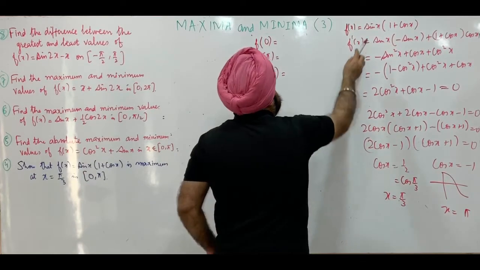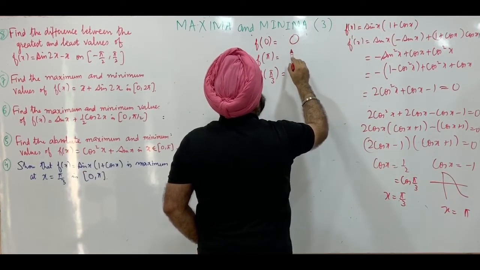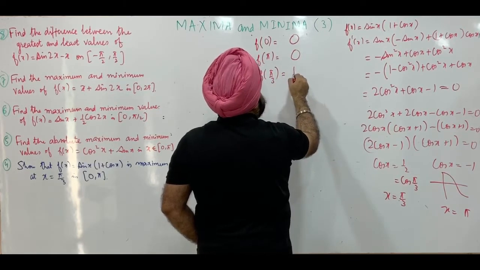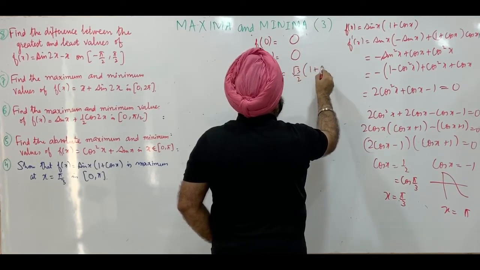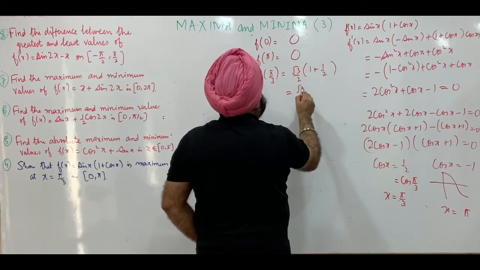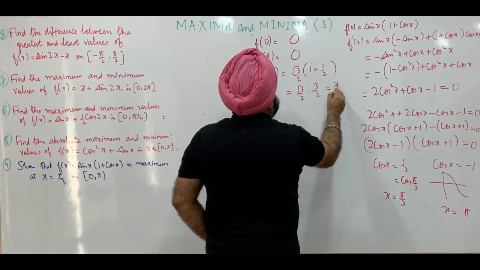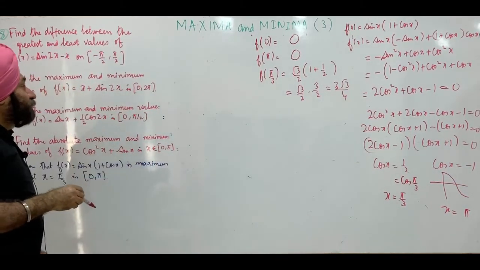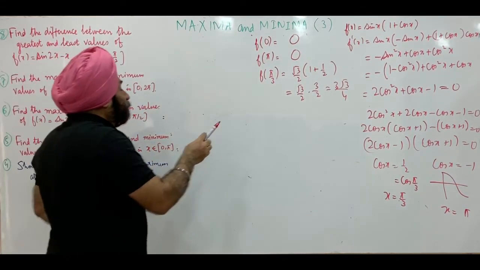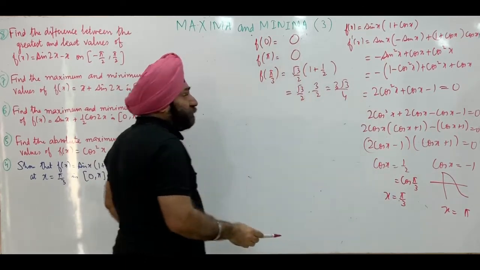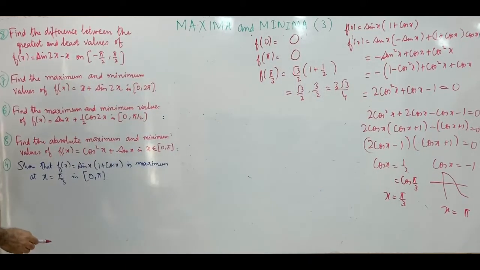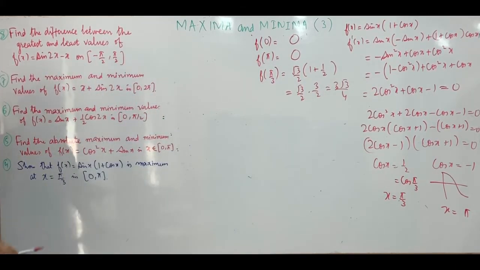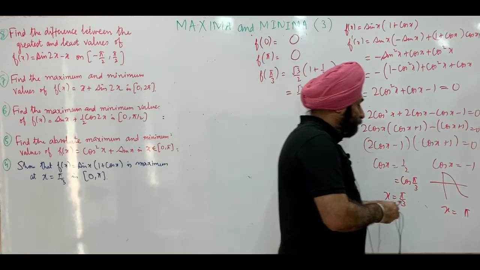F of 0: since sin 0 is 0, this will be 0. Sin of pi is 0, this will be 0. Sin of pi by 3 is root 3 by 2, into 1 plus 1 by 2. So 3 root 3 by 4. This is f of pi by 3. Now we have 3 values, 0, 0 and 3 root 3 upon 4. So this is the maximum value, and the maximum value occurs at x equal to pi by 3. This is what we wanted to prove.